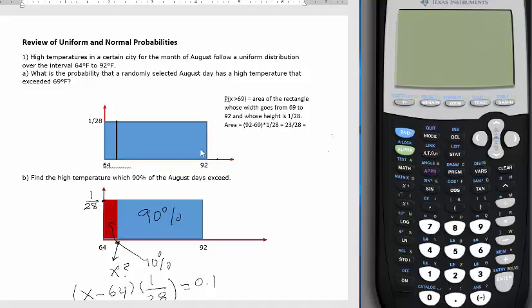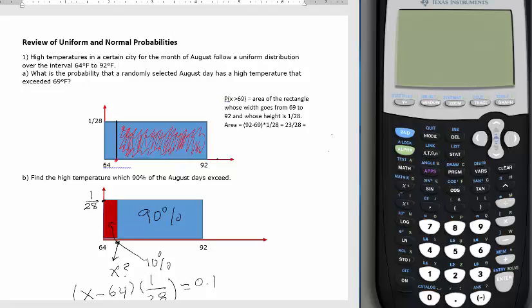Now the question: what is the probability that a randomly selected August day has a high temperature that exceeds 69? So we want to know the probability that the temperature will exceed 69, meaning from 69 and up. What I did here, I drew a vertical line, the black one, representing 69, and I want to show you what we're looking for. We're looking for this area right here. Remember, probability is an area, is a percent. So we need the area under the curve above 69. This is where 69 is right here.